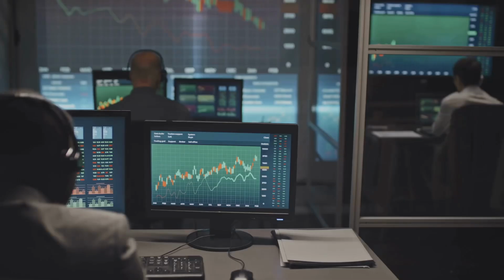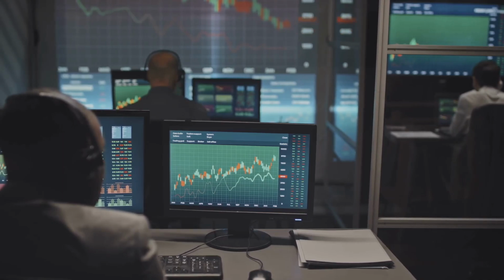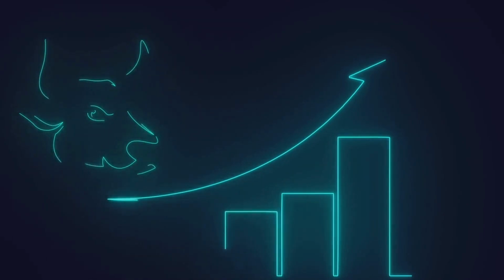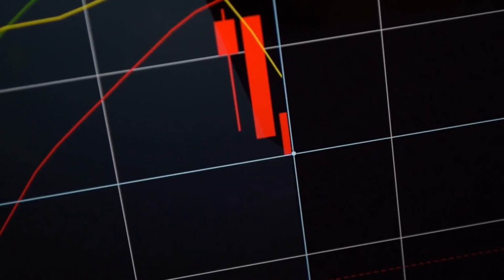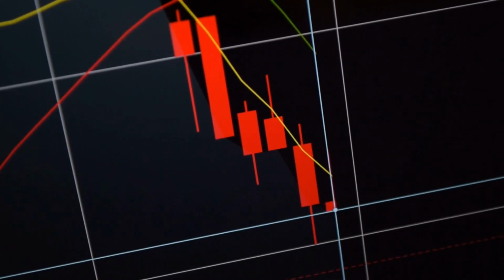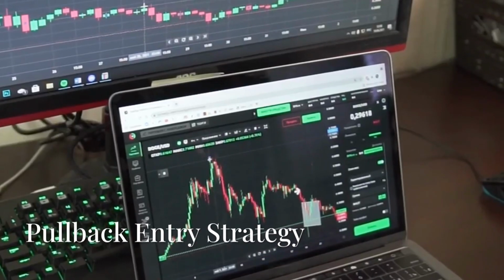So, let's talk about how the 20 EMA and the 200 EMA work together. When the 20 EMA is above the 200 EMA, it confirms a bullish trend. Conversely, when the 20 EMA is below the 200 EMA, it confirms a bearish trend.